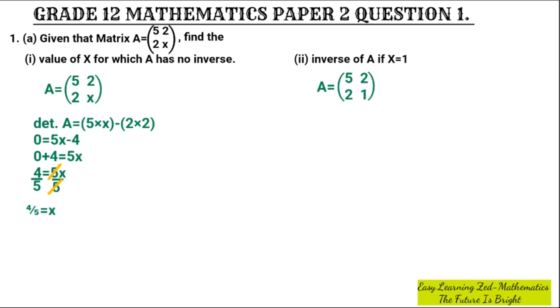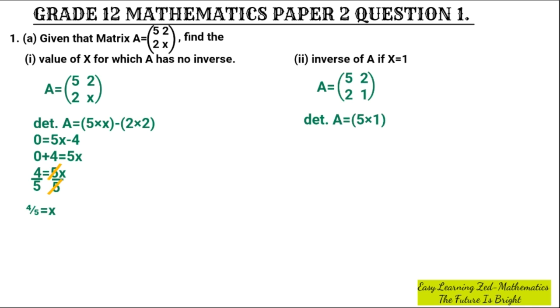To find the inverse of this matrix, first we're going to find the determinant of this matrix. I'm just going to do the same thing we did in the first question. We write determinant of matrix A is equal to 5 multiplied by 1, then we subtract the product of 2 by 2.